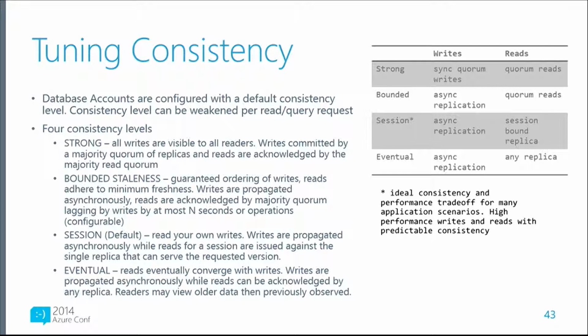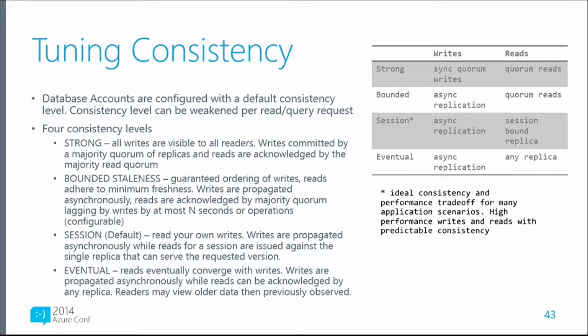Tuning consistency is all about deciding on the extent to which we're prepared to deal with inconsistent data across the multiple replicas of our data that the system runs in order to maintain availability and throughput performance. And Windows Azure Document Database allows us to specify that our account run at a default consistency level, and we can choose one of any 4 of these consistency levels.